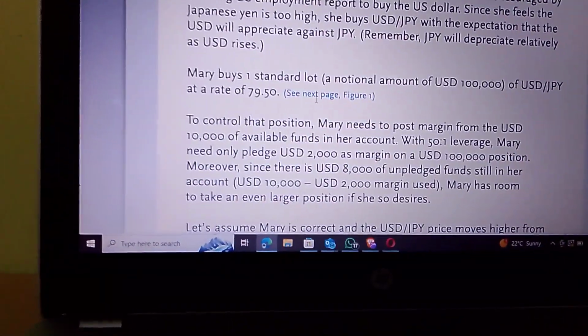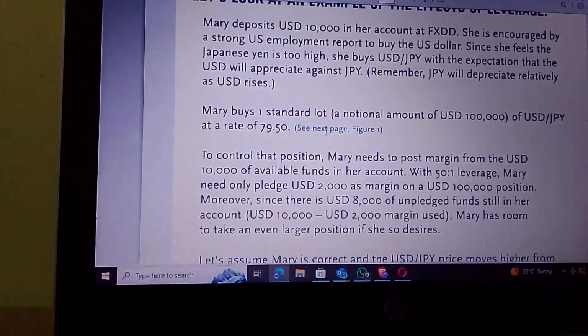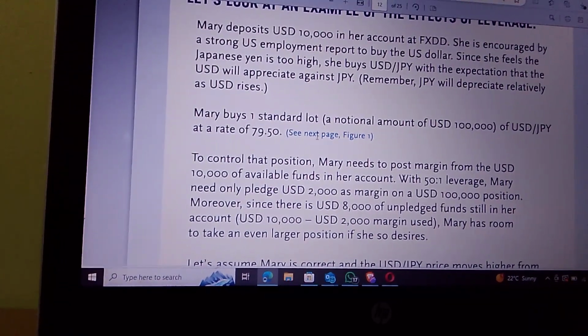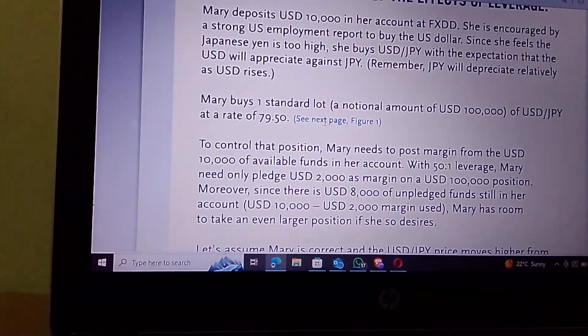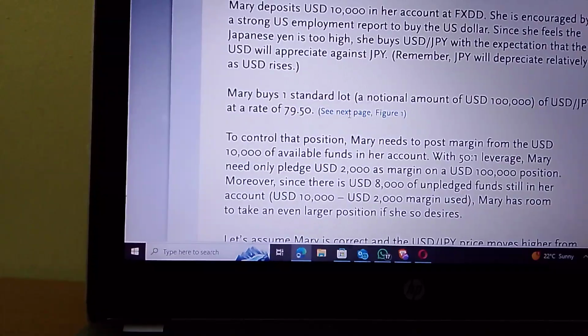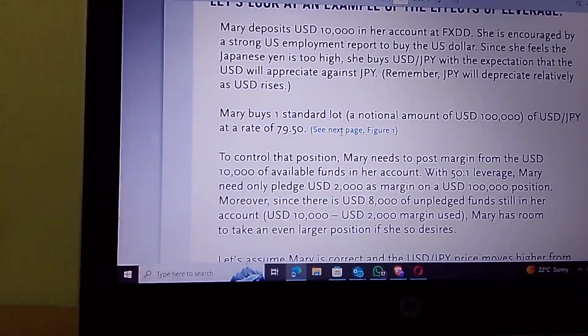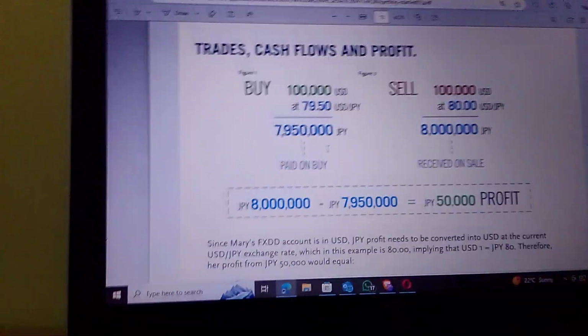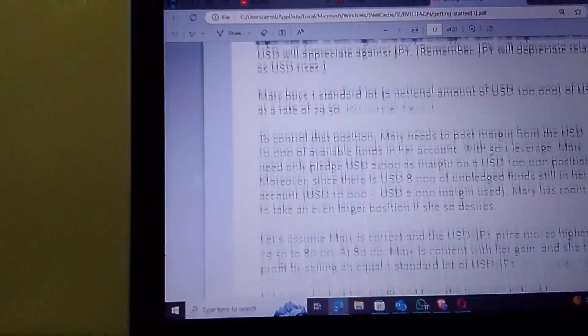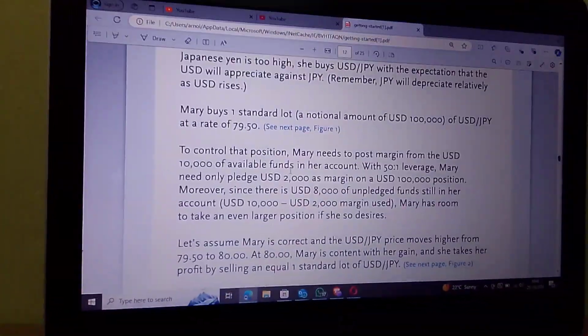Mary buys a standard lot, a notional amount of $100,000 of USD JPY at a rate of 79.50. Don't mind, that's a plane passing. See next page figure. So let's go and see the figure. We'll move on to that. Let's go back to this part and continue. Just a moment.